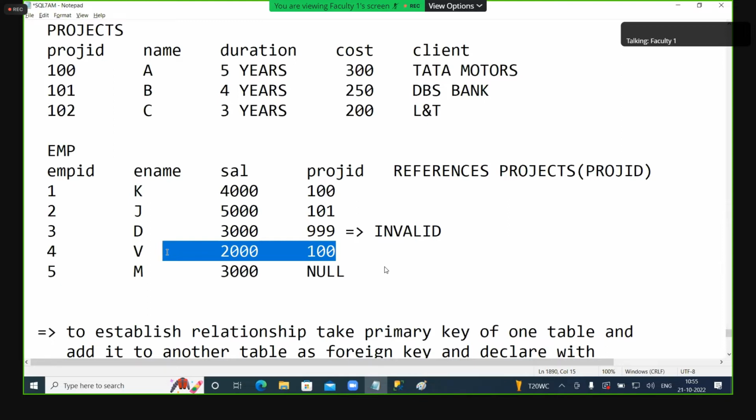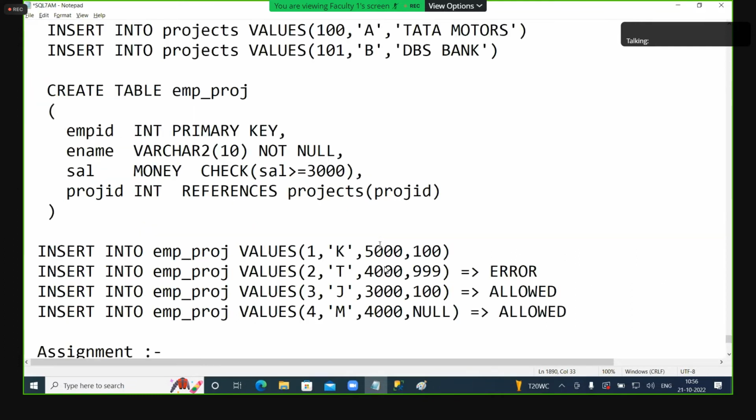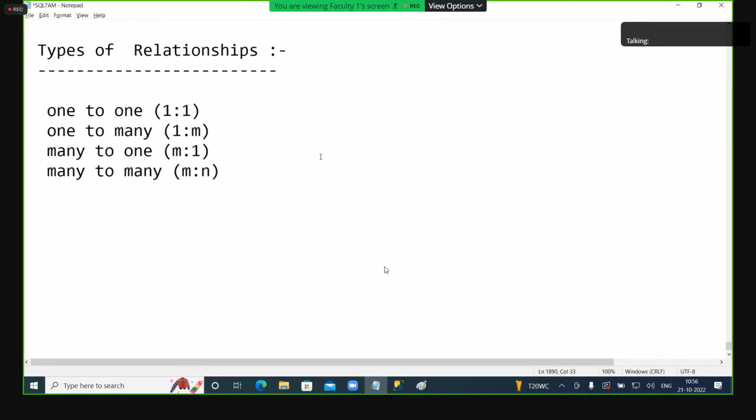One to many. So the foreign key is allowing duplicates. When a foreign key allows duplicates, multiple employees work for the same project. So what is the relationship? One to many. So the default relationship in SQL Server is one to many.